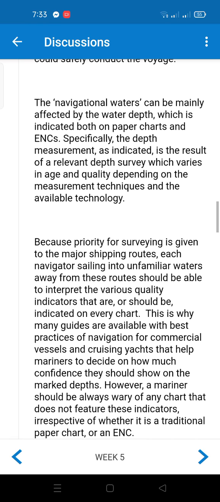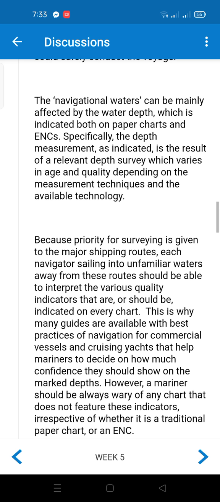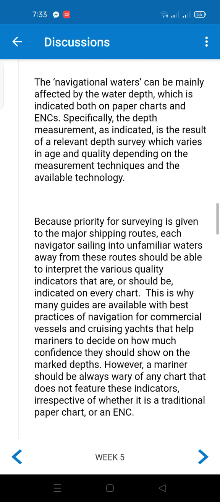The navigable water can be mainly affected by the water depth, which is indicated both on paper charts and ENCs, especially the depth measurement as indicated. It is the result of a relevant depth survey which varies in age and quality depending on the measurement techniques and the available technology.